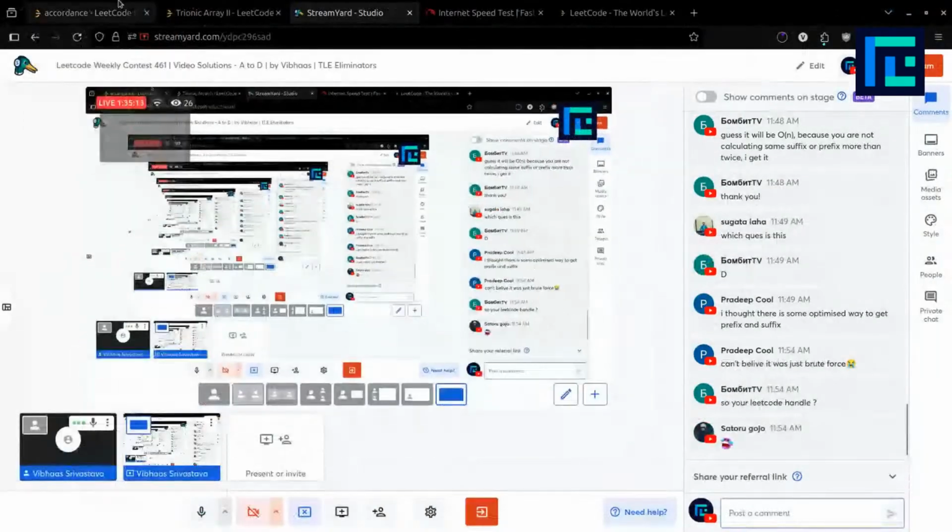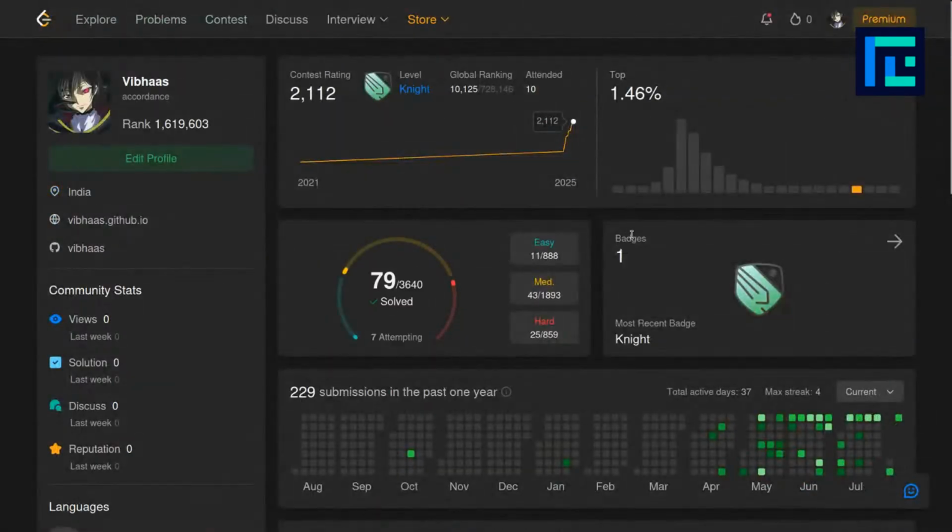My LeetCode handle is accordance. You can check it out. I've not done LeetCode for very long. I made an account long ago, but never did anything. I started recently while taking these PCDs.